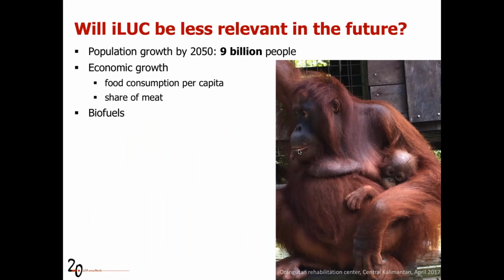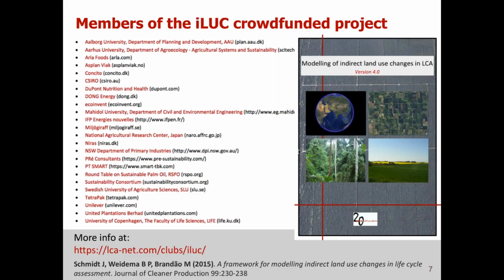Is this a topic that will just disappear within the next couple of years? Probably not. All forecasts show that we'll see population growth. We will have economic growth, which will, for instance, lead to more food consumption per capita, and also an increasing share of meat, all of which will require more land. On top of that, we also have biofuels, and of course also other fiber-based materials. So there's nothing that tells us that it will be an irrelevant problem in the near future.